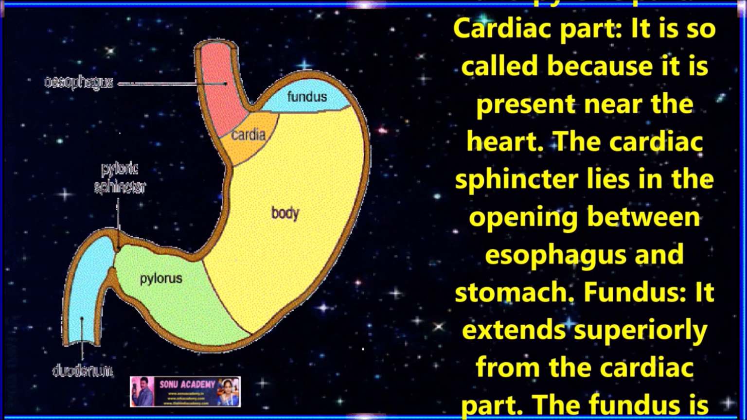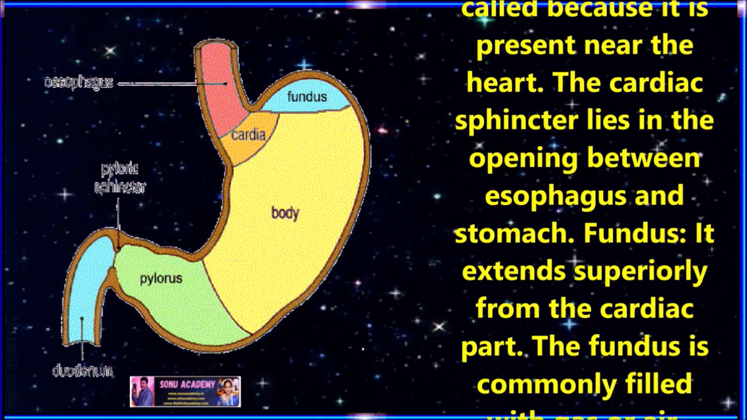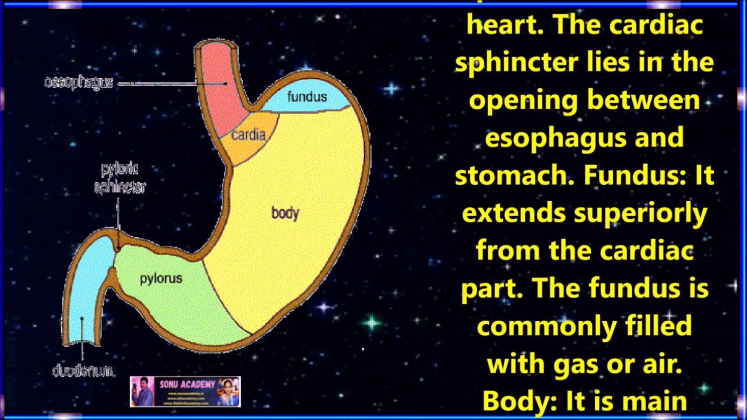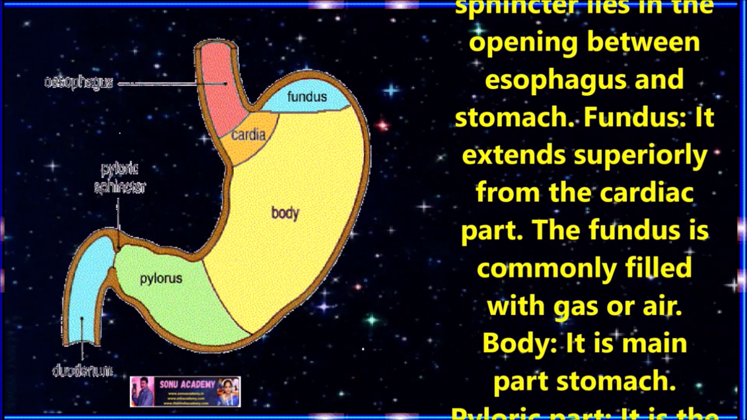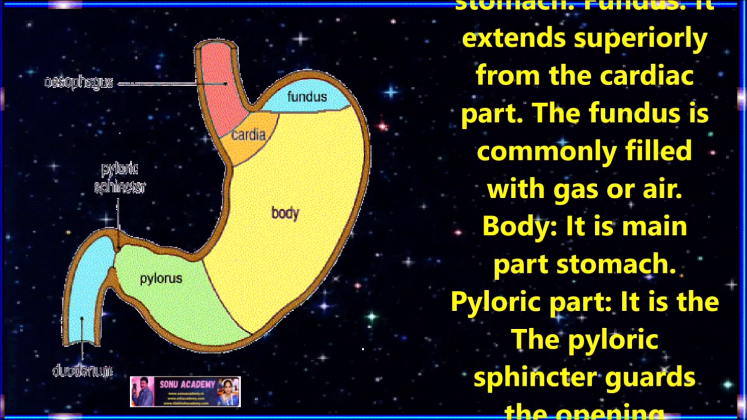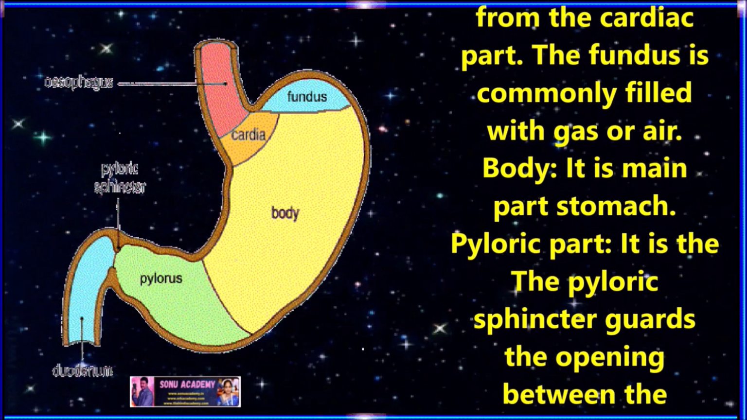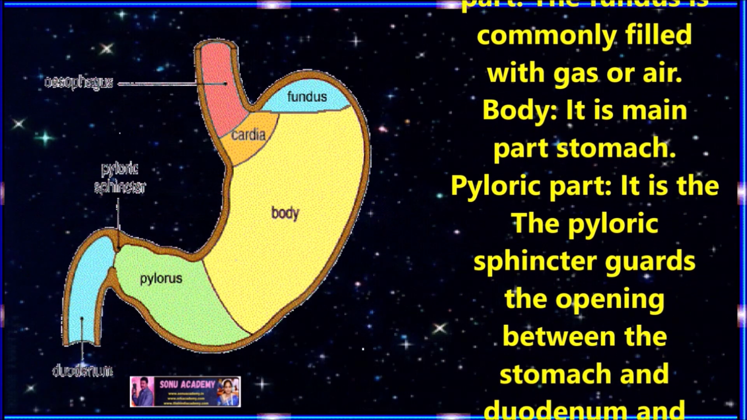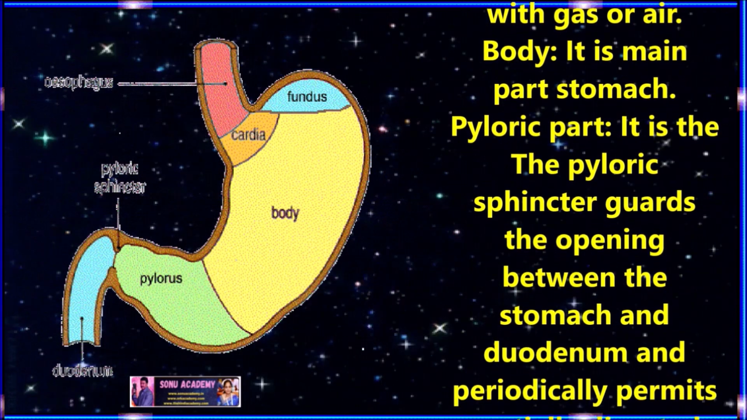The second part of the stomach is called the fundus. Fundus extends superiorly from the cardiac part. The fundus is commonly filled with gas or air. The third part of the stomach is called the body, and it is the main part of the stomach. Next one is the pyloric part.